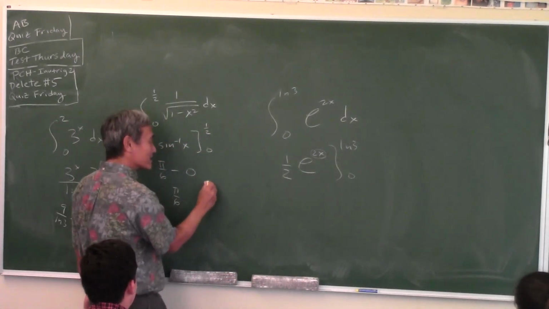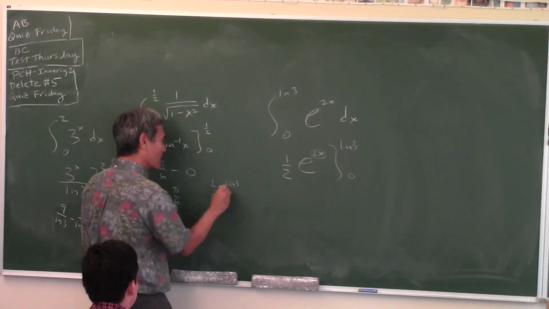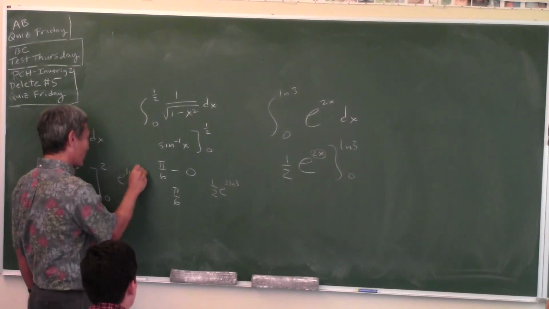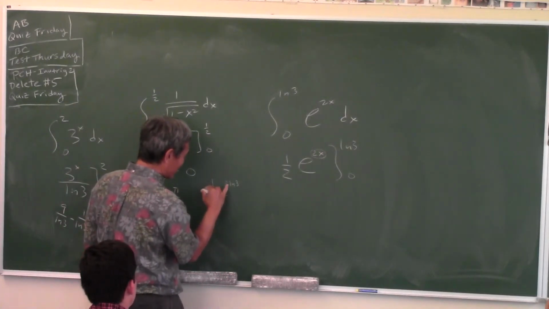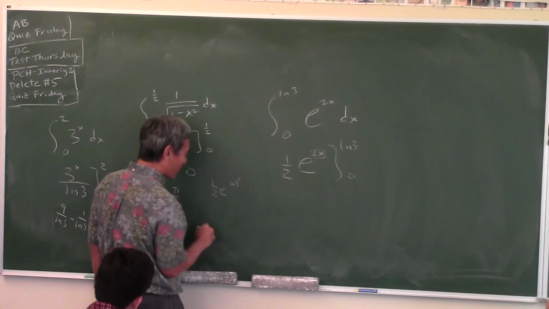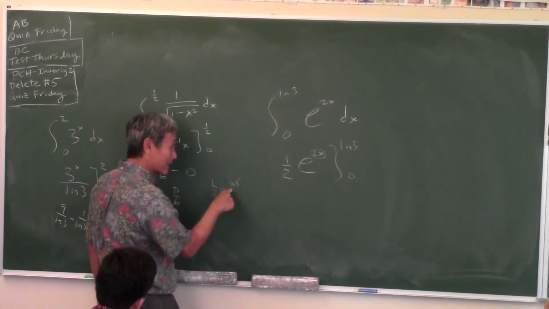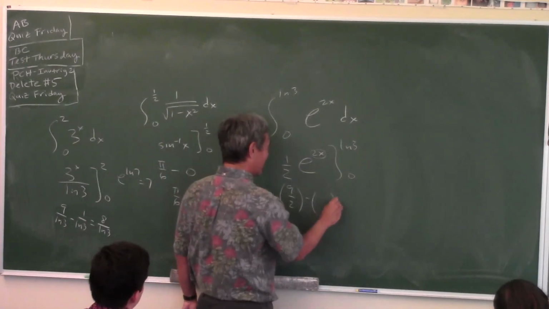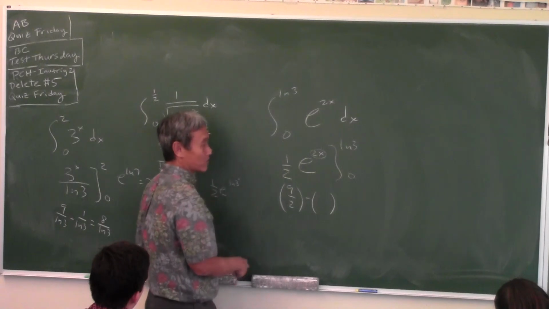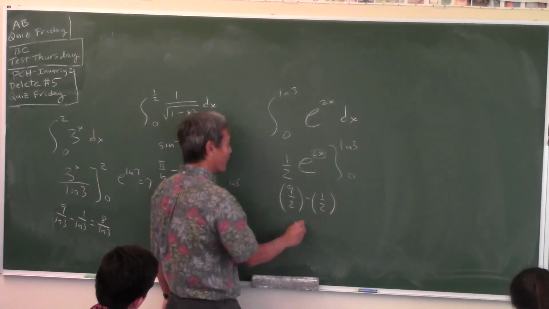Okay, what is 1/2 e to the 2 ln 3? Well, what is e to the natural log 3? So what can I do with this 2? Put it up as the power. So e to the natural log 9 is just 9. So 9/2. Okay, this one's easy. Plug in 0. E to the 0 is 1. So 1/2. So 9/2 minus 1/2 is 4.